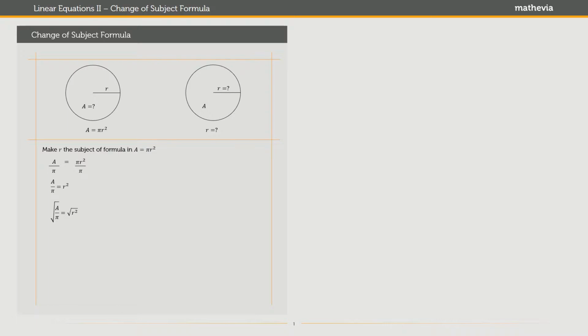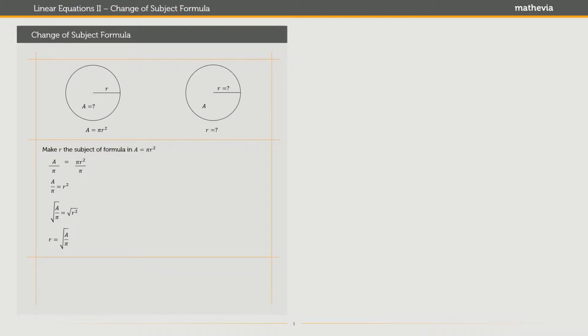Sometimes you could have a situation where you're looking to eliminate a square root, and what you do in that situation is you basically square both sides. But in this case, we have a square and we're looking to eliminate that square. So what we do is we find the square root of both sides, and you have that the square root of r squared is r, okay, and basically the square root of a over pi is square root of a over pi. So we basically have r equals square root of a over pi, and that's it.